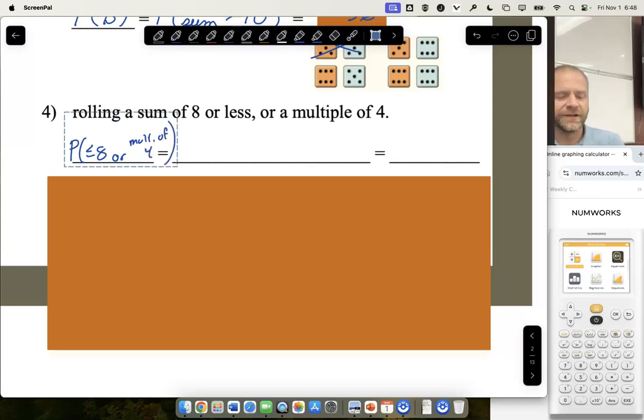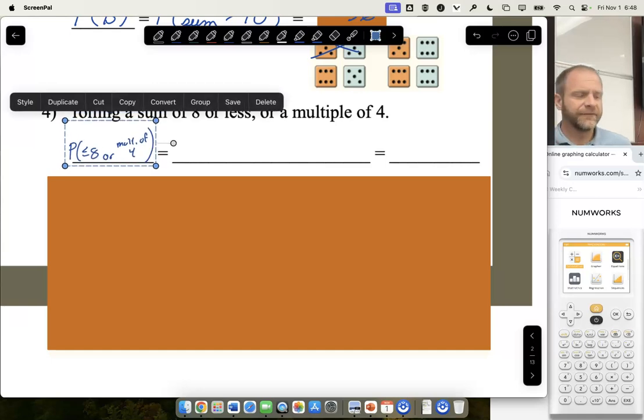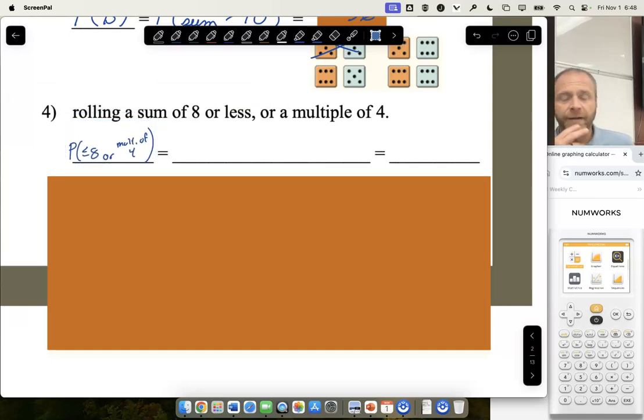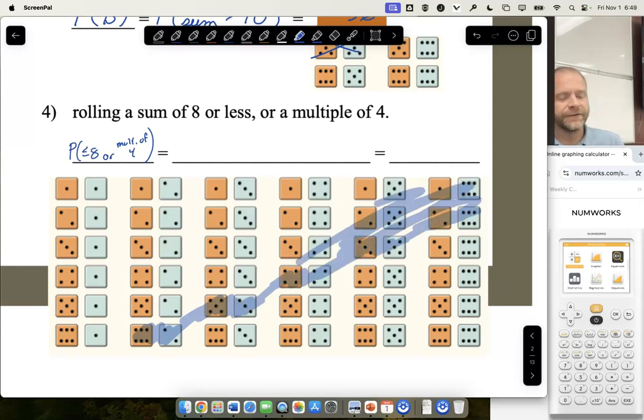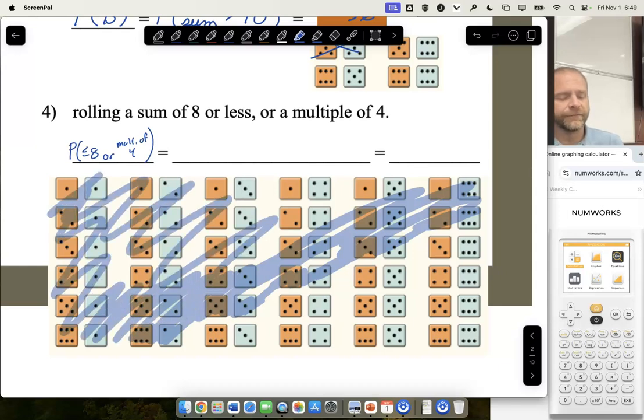So this one's going to be a little bit trickier. Let's just kind of figure out what we're going to do. I'm going to use the whole sample space to help me out here. So let's just go first to anything that is less than or equal to 8. If I want to find less than or equal to 8, I'm going to find where 8 is. And 8 is right here, 5 and 3, 4 and 4, and so on and so on. So less than or equal to that is going to contain every single one of these.